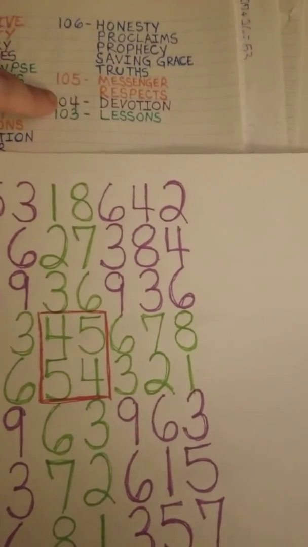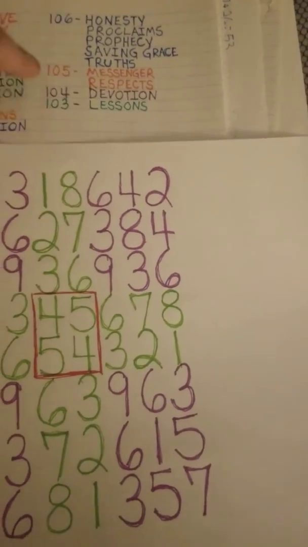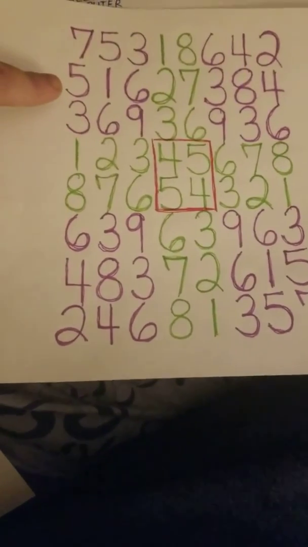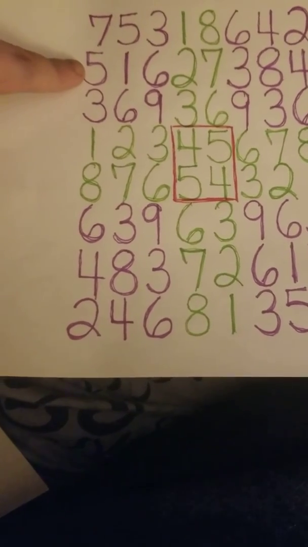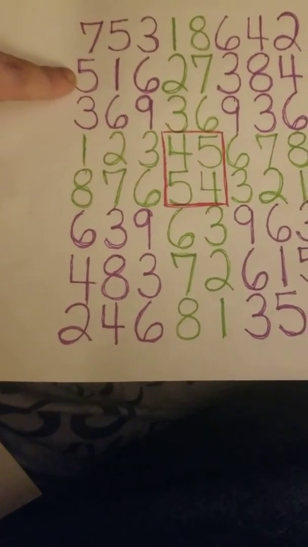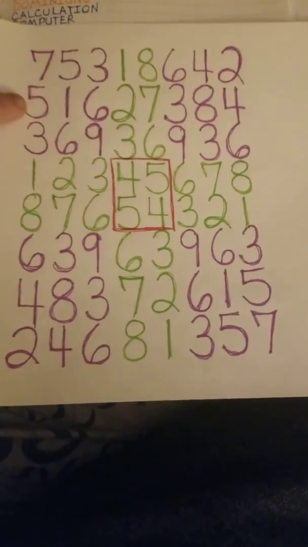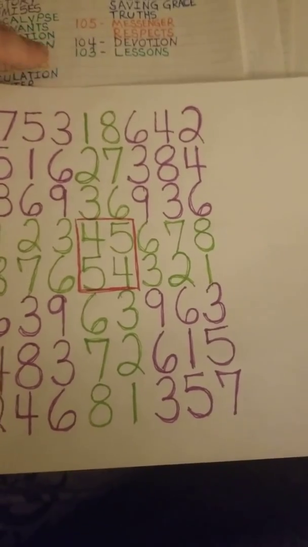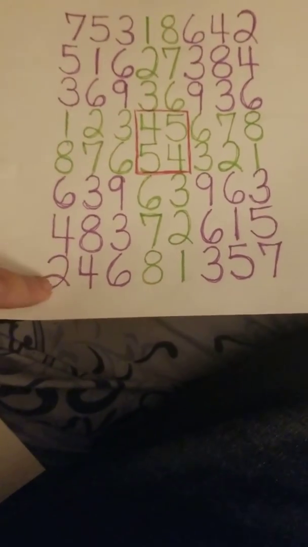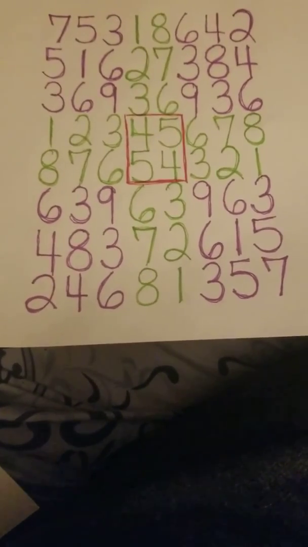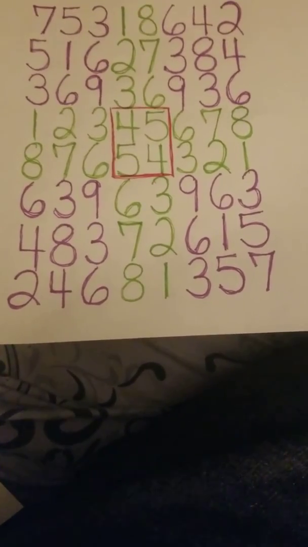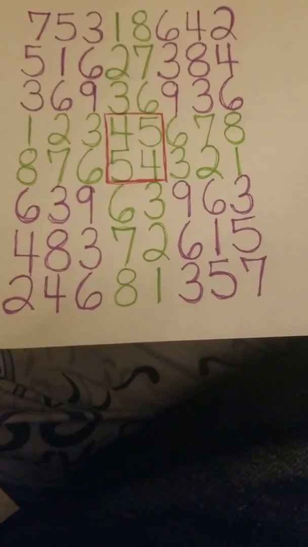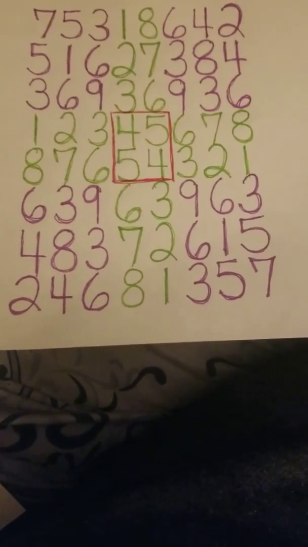We could go with devotion, which would be 104. 104 is 5, so devotion, 516273 84. 103 would be lessons, which would be 4. So right here could be lessons, 48372615. So as you can see, all these codes could technically represent words. They could represent sentences, phrases, books. There's so much that could be represented with just these sequence of numbers.